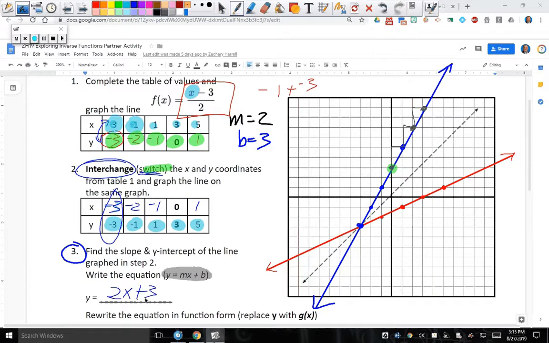Now, they try to make it difficult. They say an inverse function is this, and we're going to see what that means very soon. This is the inverse function, and they want you to call it, for this example, g of x. So just write g of x is 2x plus 3.